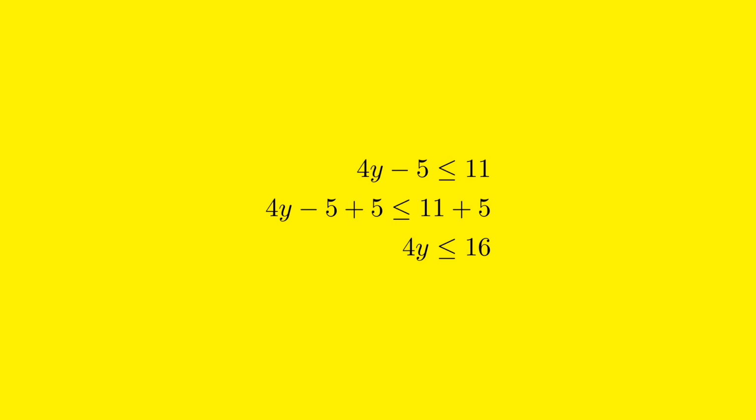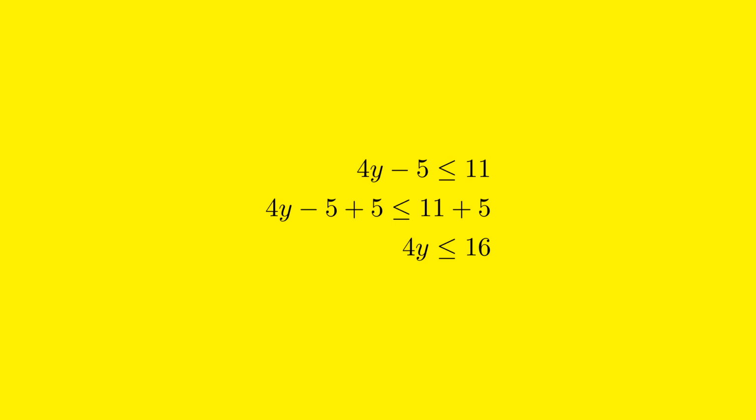Step 1. Add 5 to both sides of the inequality. This is to cancel out the minus 5 on the left-hand side. Adding 5 to both sides gives us 4y minus 5 plus 5 is less than or equal to 11 plus 5. The minus 5 and plus 5 on the left-hand side cancel each other out, simplifying the inequality to 4y is less than or equal to 16.